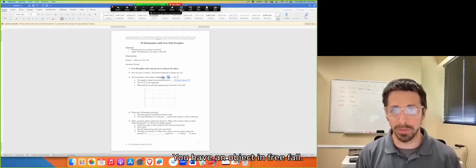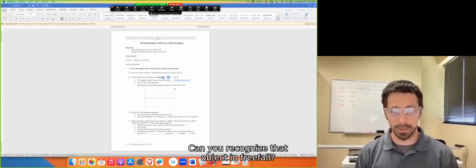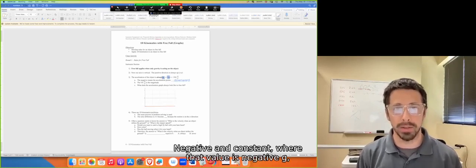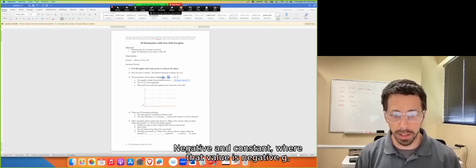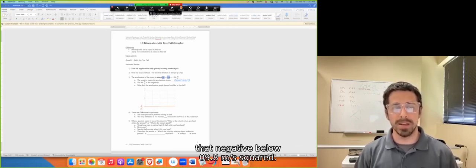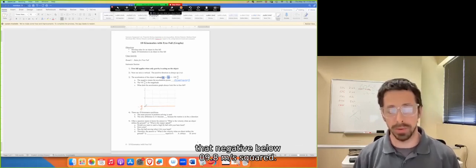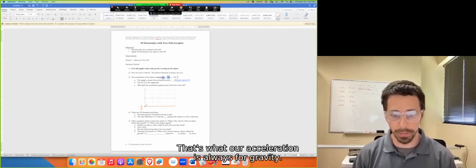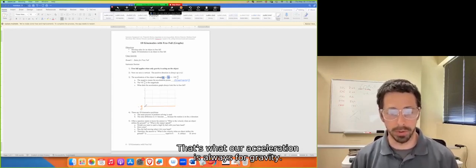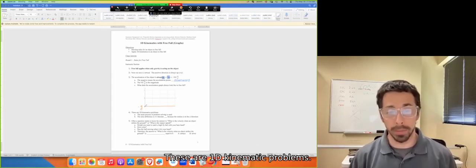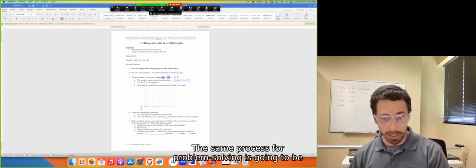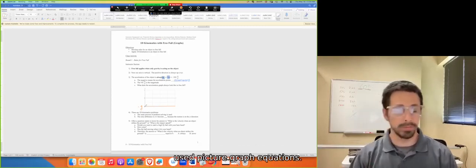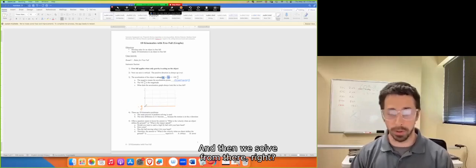You have an object in free fall. Can you recognize that? Object in free fall, acceleration is negative and constant, where that value is negative g. That negative, below zero, 9.8 meters per second squared. That's what our acceleration is always for gravity. So these are 1D kinematic problems. The same process for problem solving is going to be used: picture, graph, equations, and then we solve from there.